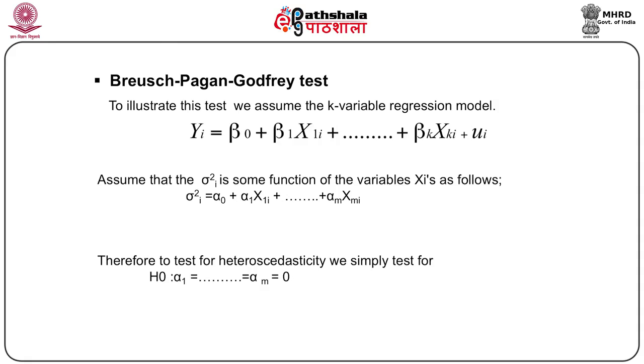And the test of heteroscedasticity can simply be written in terms of the null hypothesis, which is H naught such that alpha 1 equals alpha 2 equals alpha m equals 0. And if we reject this null hypothesis, then that is evidence of the presence of heteroscedasticity in the model.